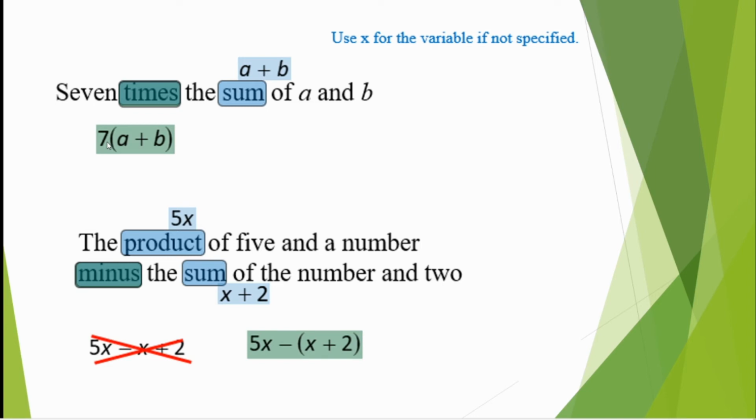The other one, we have the product of 5 and a number minus the sum of the number and 2. So the sum of the number and 2 is x plus 2. The product of 5 and a number is 5x. So we're going to have first 5x minus x plus 2.